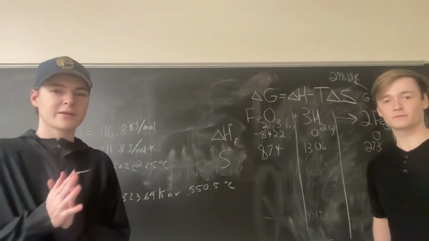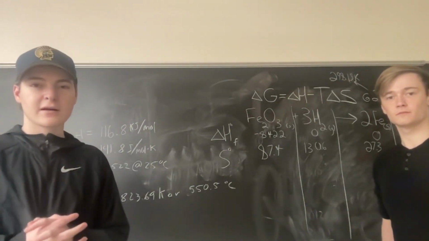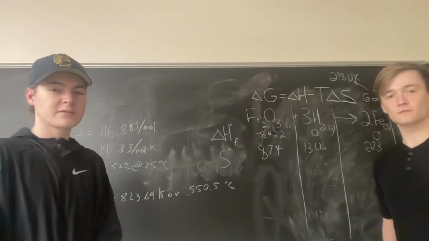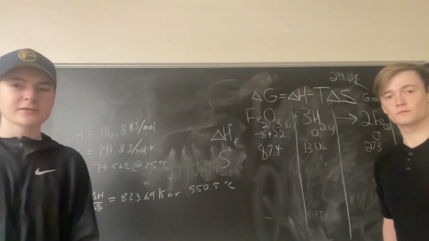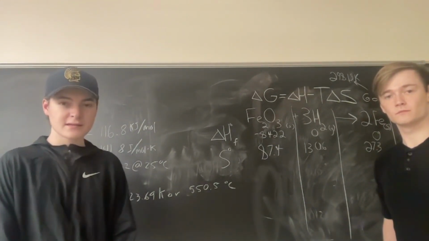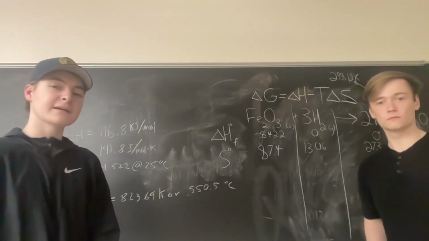Hello, today we're going to be teaching you how to find delta G, which is the difference in free energy between the reactants and the products. In an equation, it can tell us whether or not a chemical reaction will happen spontaneously. That's very important for a lot of reasons.